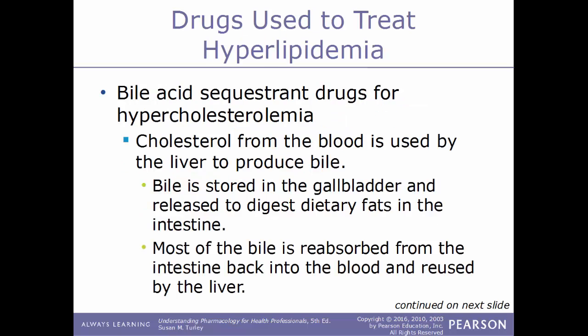Alright, now we'll talk about some drugs that are used to treat hyperlipidemia. One type of drug used to treat this condition is called bile acid sequestrant drugs. Now, cholesterol from the blood is used by the liver to produce bile. Bile is stored in the gallbladder until it's needed, and then is released into the gastrointestinal tract to digest dietary fats in the intestines. Most of the bile is reabsorbed from the intestine back into the blood and then reused by the liver.